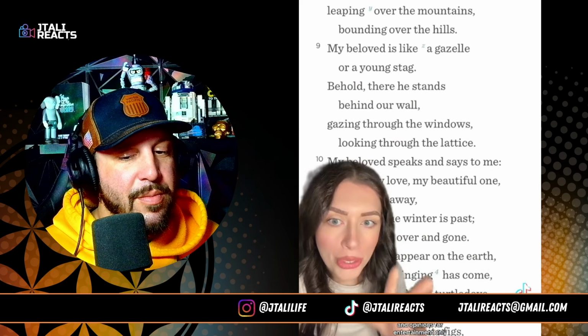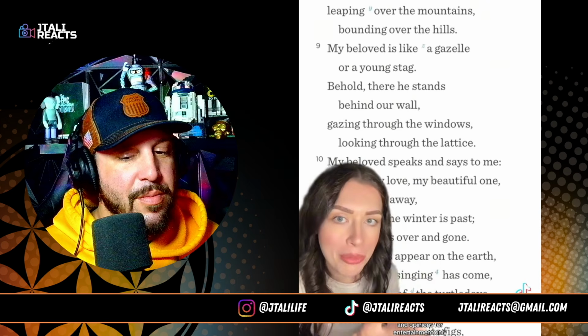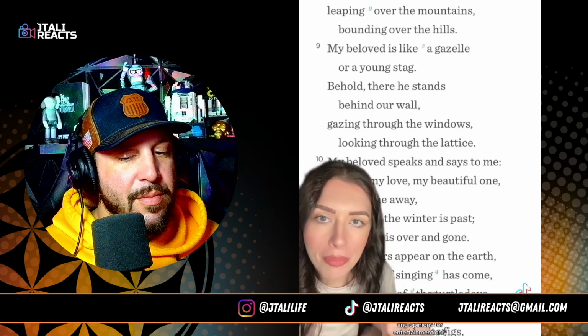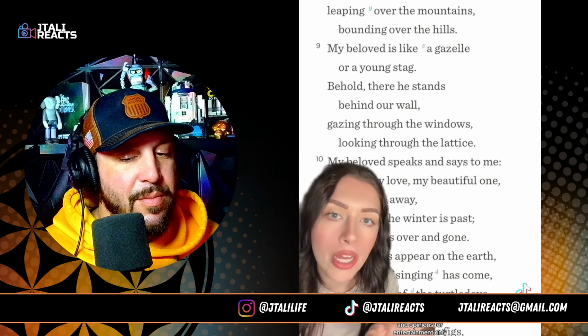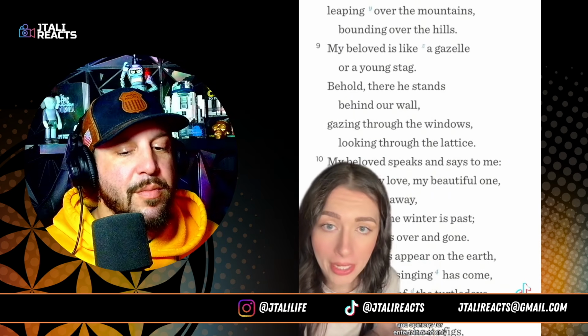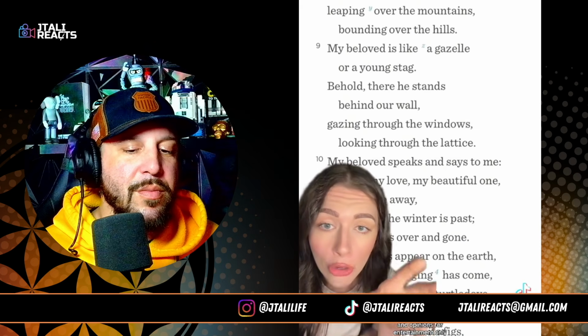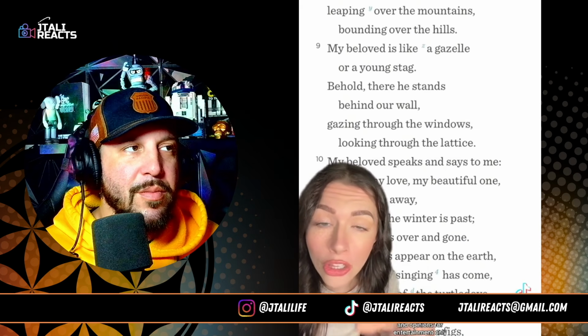This scripture blew my mind when I realized it's when he comes back for his bride. It says, "The voice of my beloved, behold he comes leaping over the mountains, bounding over the hills. My beloved is like a gazelle or a young stag. Behold, there he stands behind our wall, gazing through the windows, looking through the lattice."